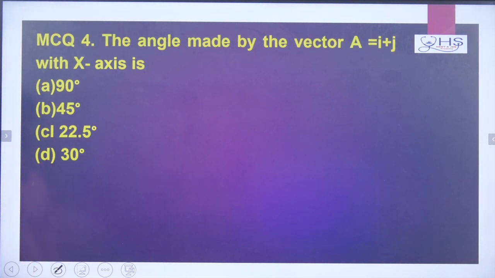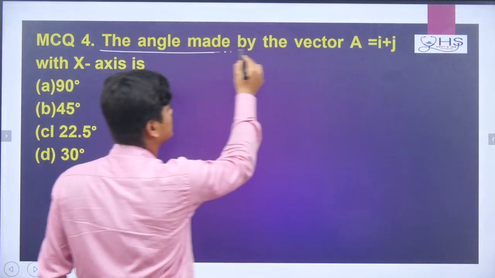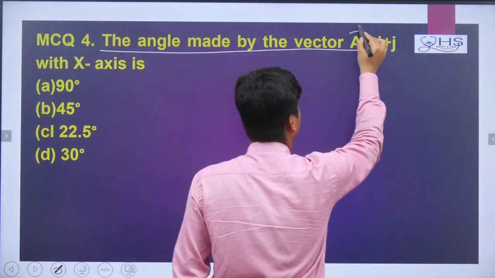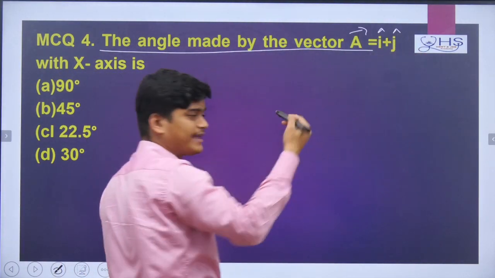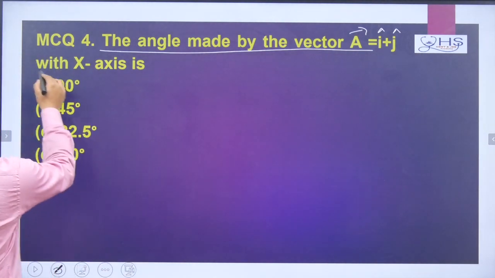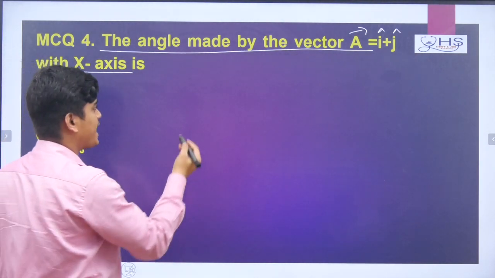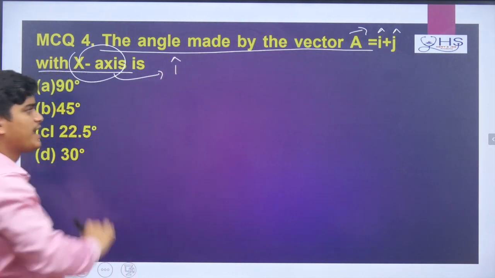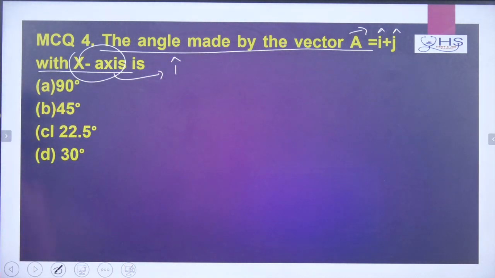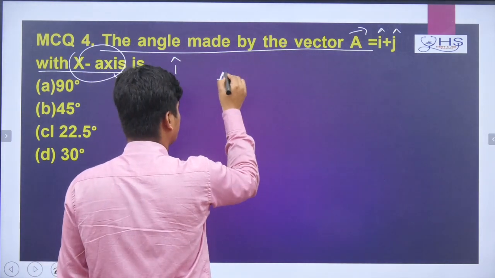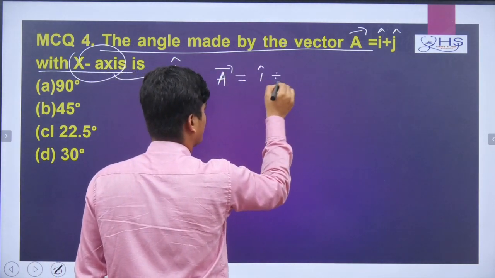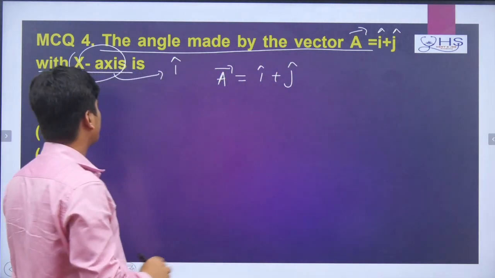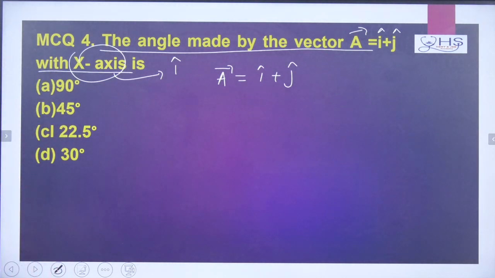Now come to the next question. The angle made by the vector A, where the A vector is given as i cap plus j cap, with the x axis is how much? Now see, x axis means what? That is your i cap. X axis means it is your i cap. Now here the A vector is given as i cap plus j cap. They are asking what angle this vector is making with the x axis.